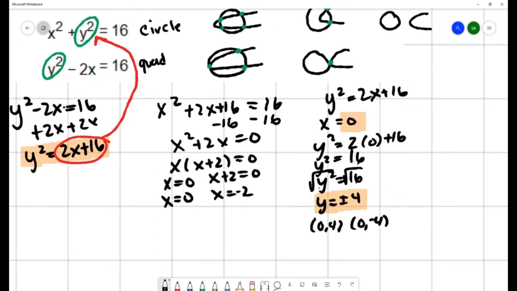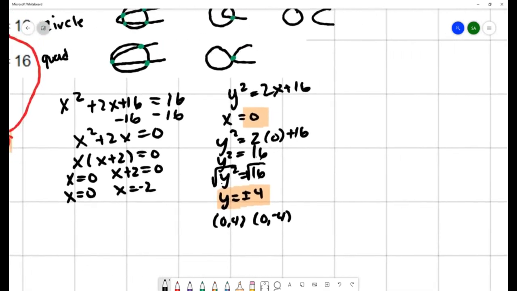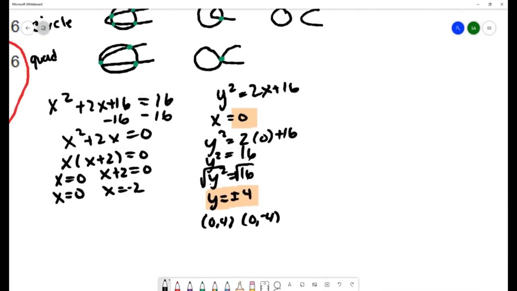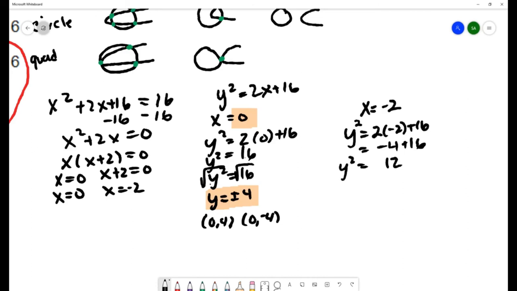So we want to do that again with x equal -2. So if x is equal to -2, y squared is equal to 2 times -2 plus 16. That's -4 plus 16, and that's 12. So I've got y squared equals 12.